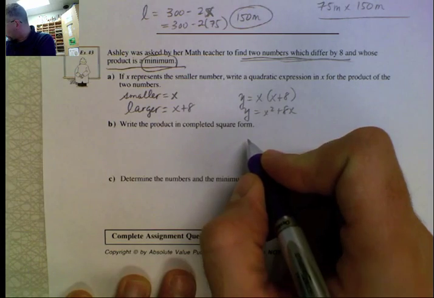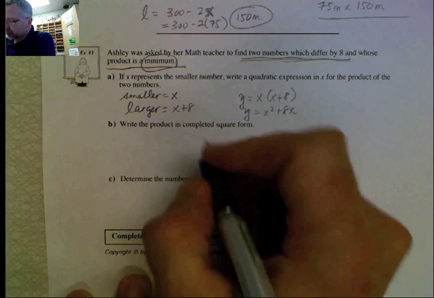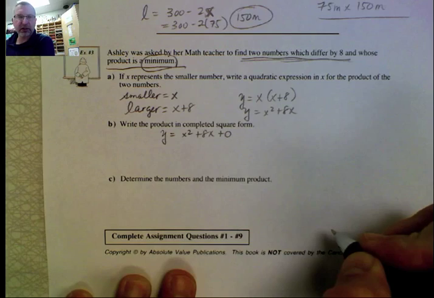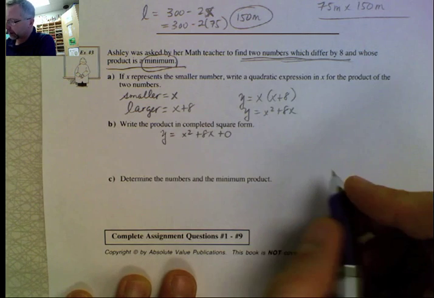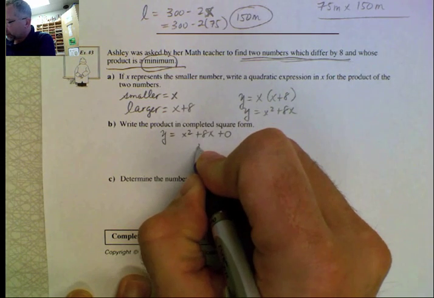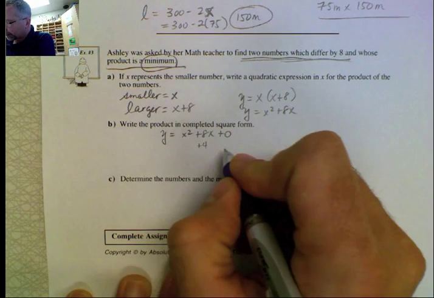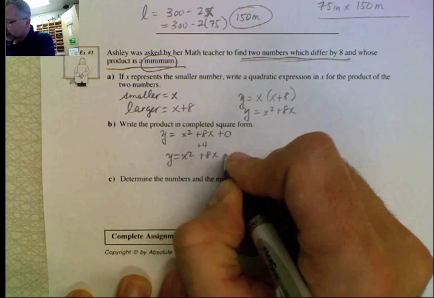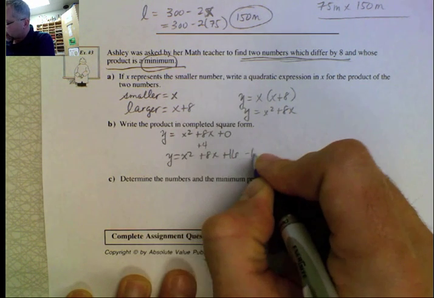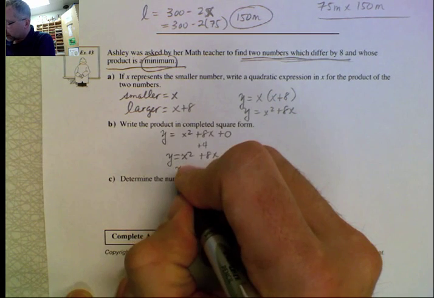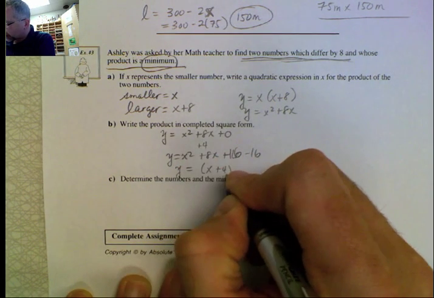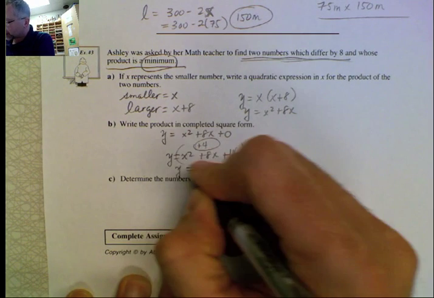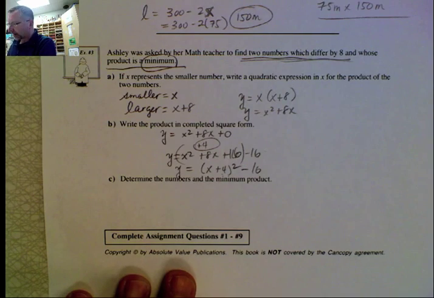Now I have to complete the square on this particular situation. I'm just going to put plus 0 there to indicate our constant. We have to take half the middle term, which is 4. You're going to square that, which gives us 16. So we're going to add 16 and subtract 16 in this question. We get y equals x plus 4 squared, because half the middle term is 4, minus 16, because that's the part that's going to move outside of our brackets.